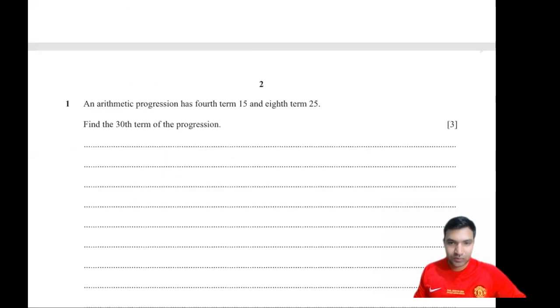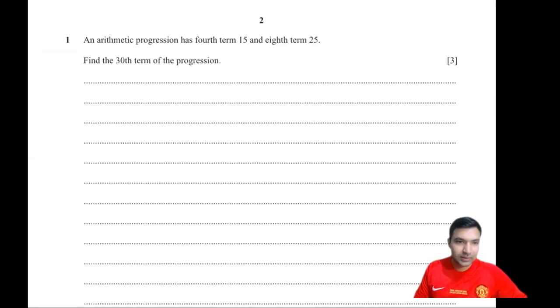So the first question over here came from sequence and series. Let's read it. An arithmetic progression has fourth term 15 and eighth term 25. Find the 30th term of the progression.